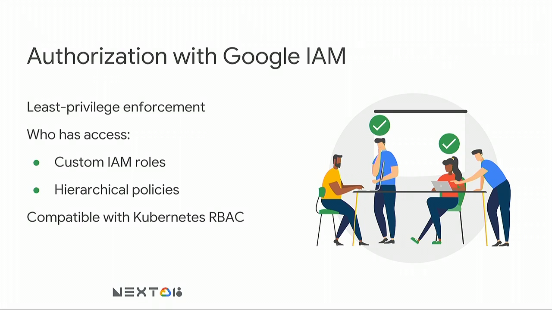Building on top of that authentication story, GKE is integrated with Google IAM, which gives you the ability to manage the permissions, grant your team just the permissions they need to do their job, and then see and enforce that policy in one place across your entire organization. For advanced Kubernetes users, this all plays nice with Kubernetes RBAC for access control.